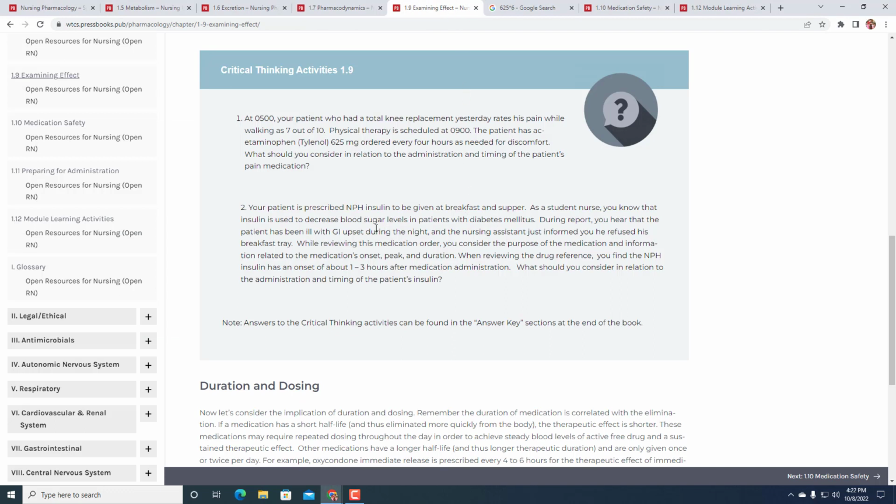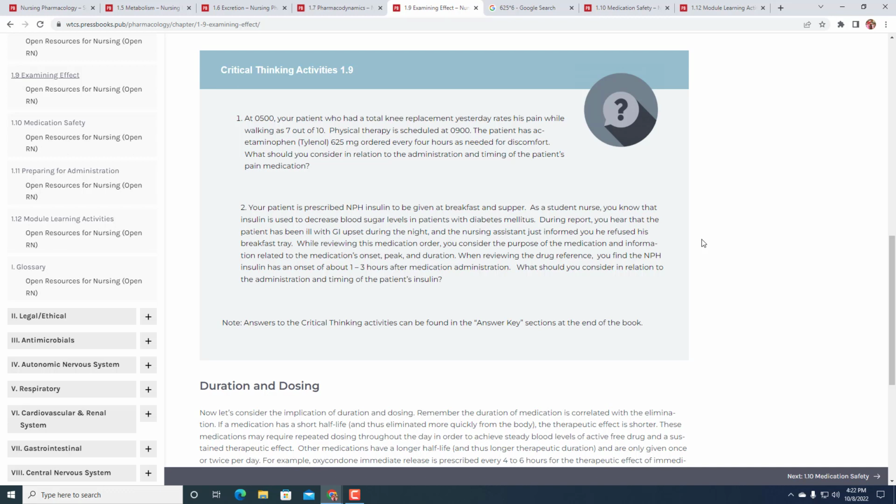Number 2, your patient is prescribed NPH insulin to be given at breakfast and supper. As a student nurse, you know that insulin is used to decrease blood glucose levels in patients with diabetes mellitus. During a report, you hear that this patient has been ill with GI upset during the night, and the nursing assistant just informed you he refused his breakfast tray. While reviewing this medication order, you consider the purpose of the medication and information related to the medication onset, peak, and duration. Again, we're talking about the NPH insulin right now.